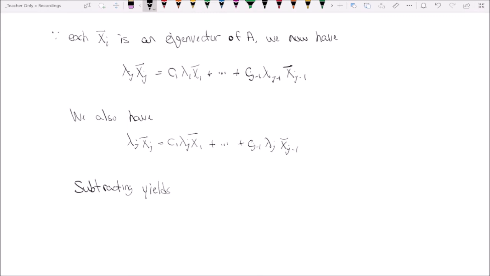Subtracting yields that 0 is equal to c1 times (lambda 1 minus lambda j) x1 plus so on and so forth plus c_{j-1} times (lambda j minus 1 minus lambda j) times x sub j minus 1.